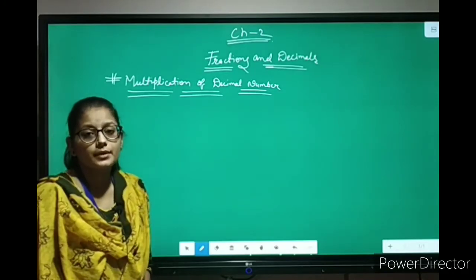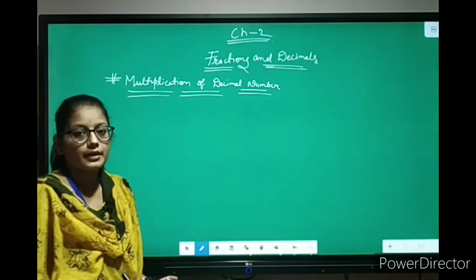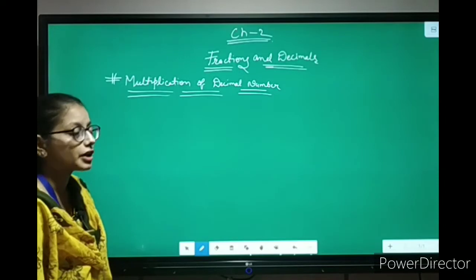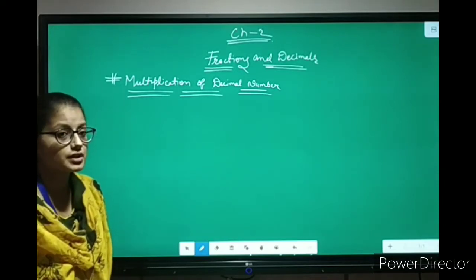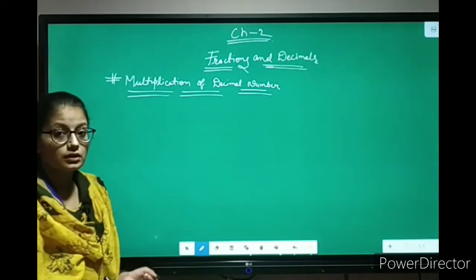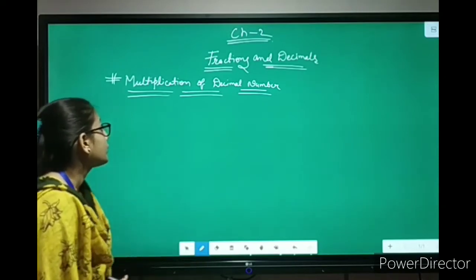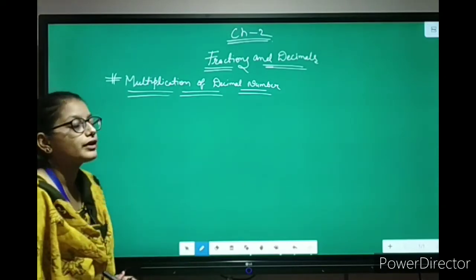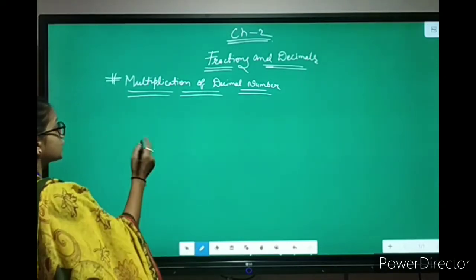Previous class we discussed the addition of fractions, subtraction of fractions, multiplication of fractions, division of fractions and the decimal point. Today we discuss the multiplication of decimal numbers.